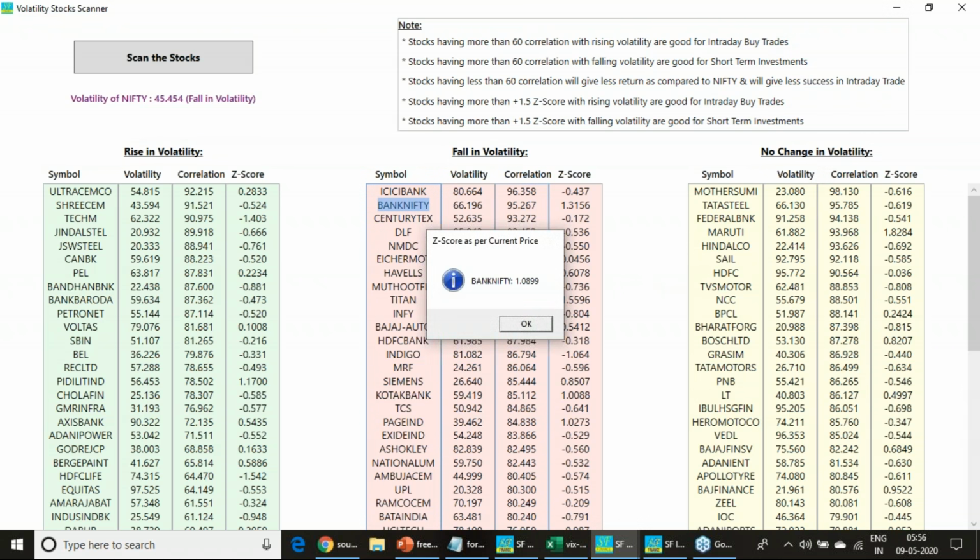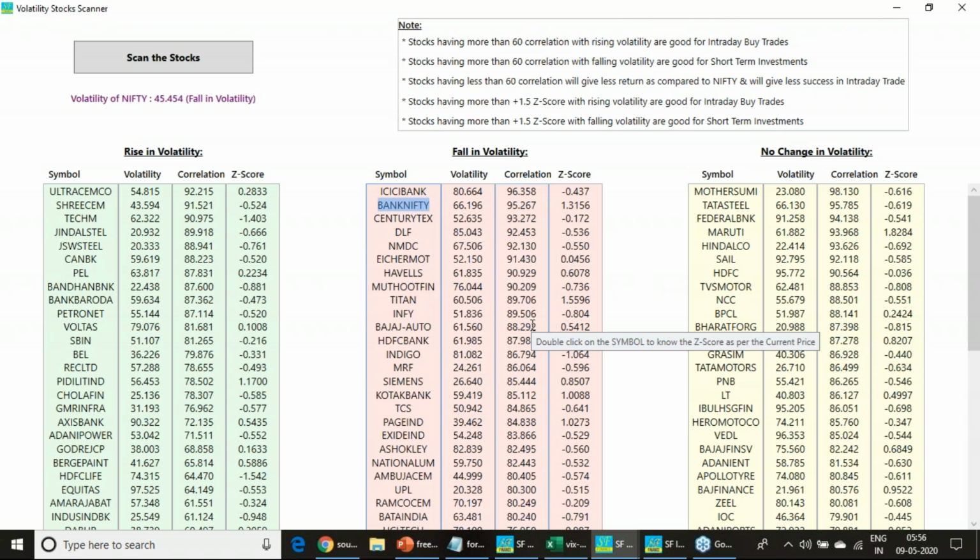In future enhancements also we are going to have similar things with Bank Nifty and other sectoral indices. So that also we will be adding soon. And suppose if you want to do it with Nifty and Infosys, just click here.